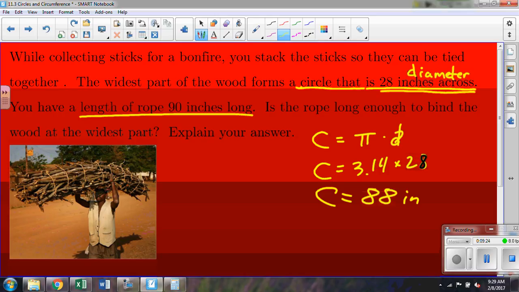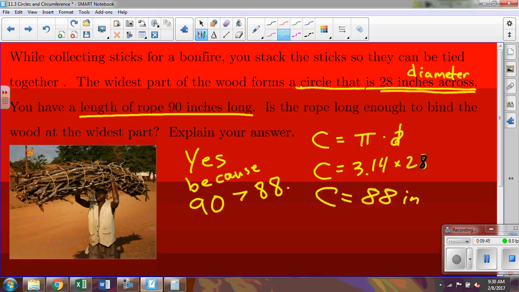So, is it wide enough? Yes. And we know that's because 90 is bigger than 88. That can be our explanation. We have our work showing that the circumference is 88 and 90 is bigger than 88, so we've got enough rope. So there we are, we're done.